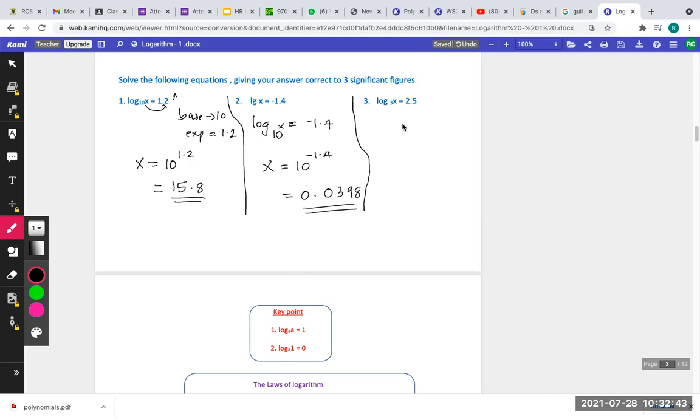Moving on to the third question, still the same thing. 3 is the base, 2.5 should be the power. So x equal to 3 to the power 2.5, right? The base is 3, not 10. So that also can be done in the calculator, which will give you 15 point something, which is 15.6 rounded to 3 significant figures. So I hope you get an idea how to convert an exponential to log and vice versa, right? So there are uses for both.